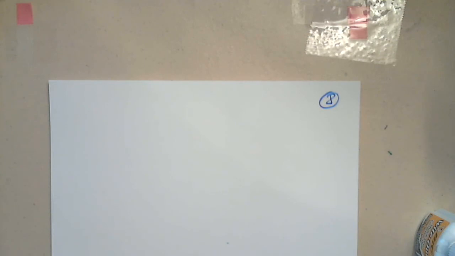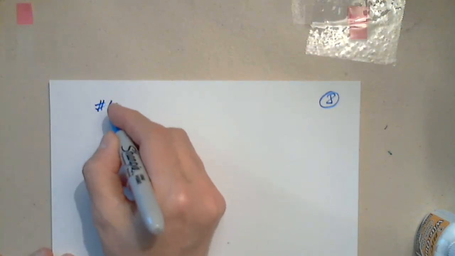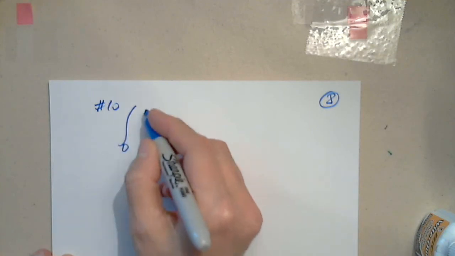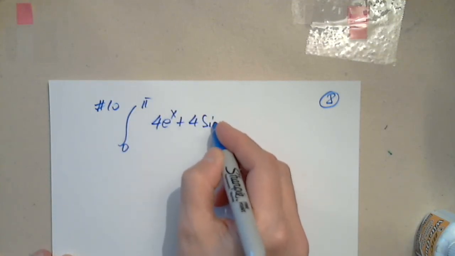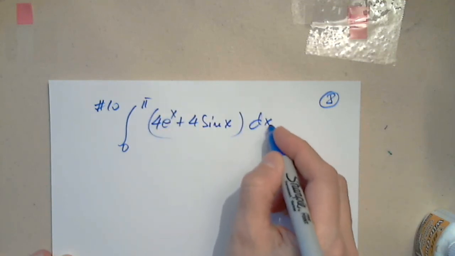Anything else? Okay, 5.4. Number 10. Number 7, 8, 9, 10. Very good. So we are asked, good pick, the integral from 0 to pi of 4 e to the x plus 4 sine x dx. Perfect.